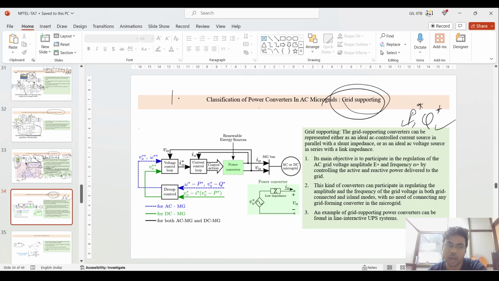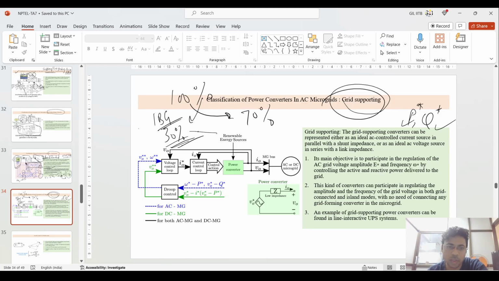Suppose the demand is 100%. That grid is already supplying 70, and 30 is being supplied through a certain inverter based unit. So this 30% should be supplied as a support to this grid by IBRs, inverter based resources.